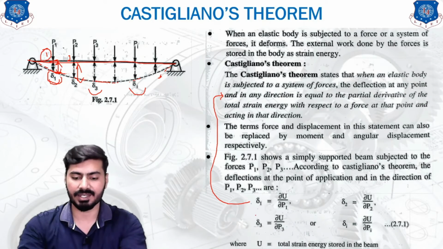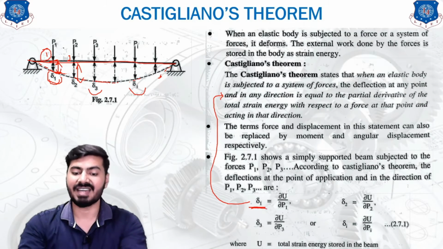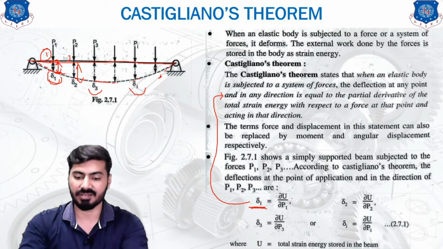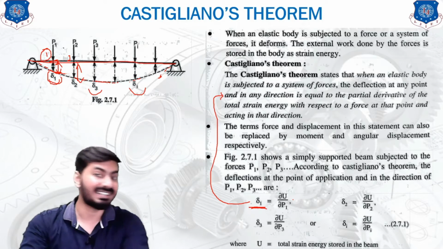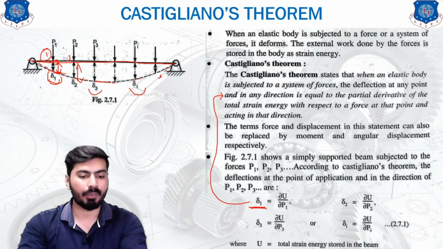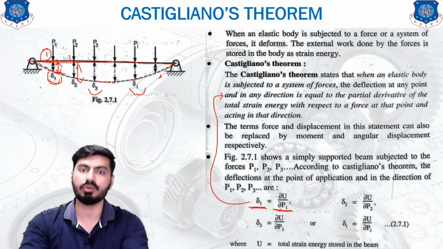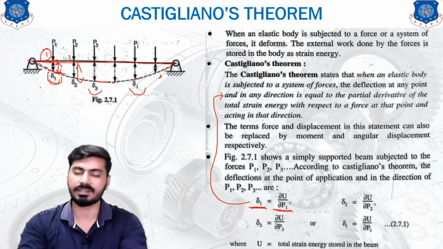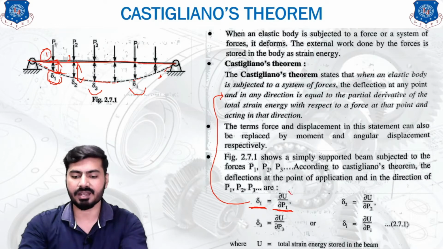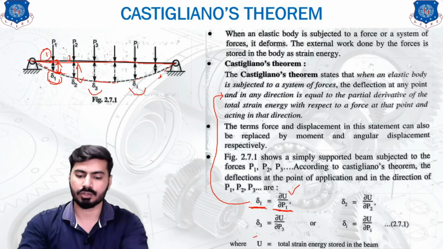Deflection delta 1 can be calculated as the partial derivative of the strain energy with respect to the force at that point acting in that direction. So let's say at point 1 force P1 is applied, then P1 is going to be our variable with respect to which we are going to do the partial derivation of the strain energy. Now U is the symbol representing the same strain energy. So U is the total strain energy stored in the beam.